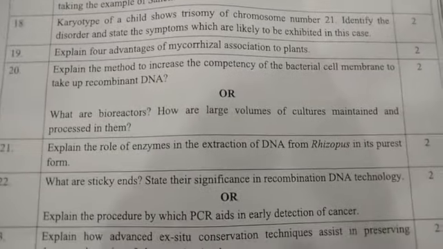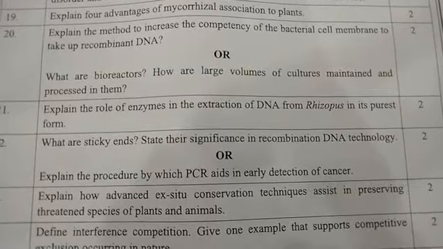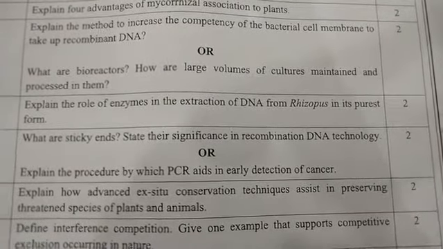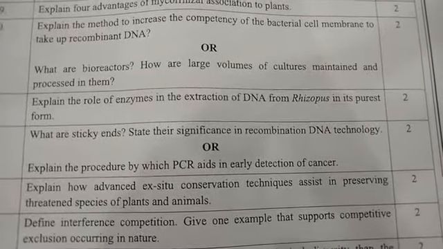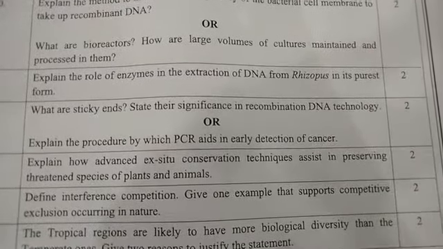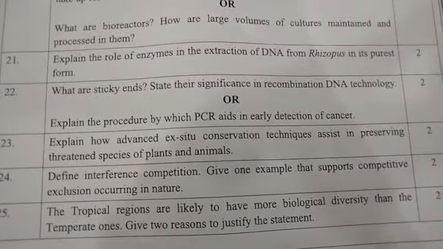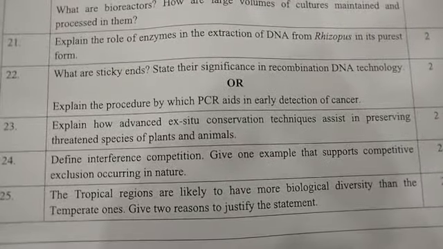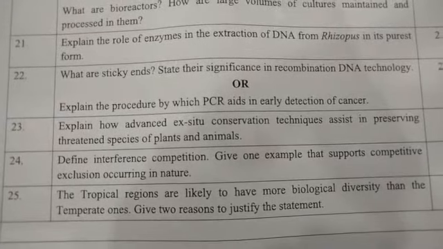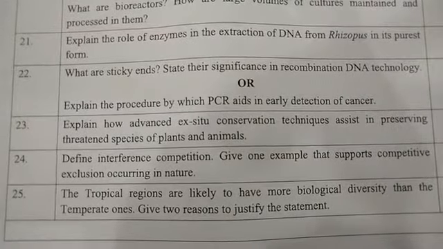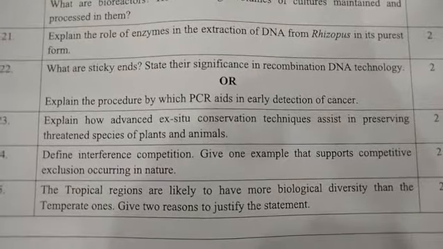Four advantages of mycorrhizal association to plants. 20th, the methods to increase the competency of the bacterial cell membrane to take up recombinant DNA, or there's an option, okay, bioreactors and large volumes of cultures maintained processed in them. Just see the questions. 21st, explain the role of enzymes in the extraction of DNA, okay, from Rhizopus in its purest form. And what are sticky ends? Again goes to biotechnology. Okay, state their significance in recombinant DNA technology.